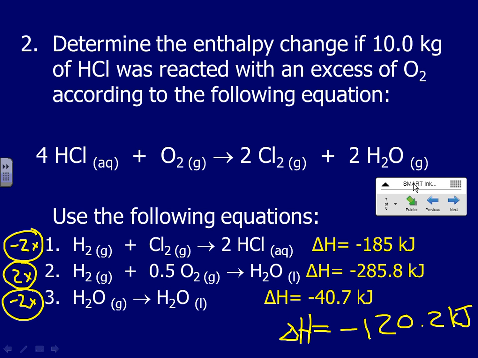36.5 grams per 1 mole. Now, we could get moles and then do our next thinking step, but in actual fact, I can create a conversion factor that will relate moles of HCl straight to kilojoules. I just have to create it out of the chemical reaction.